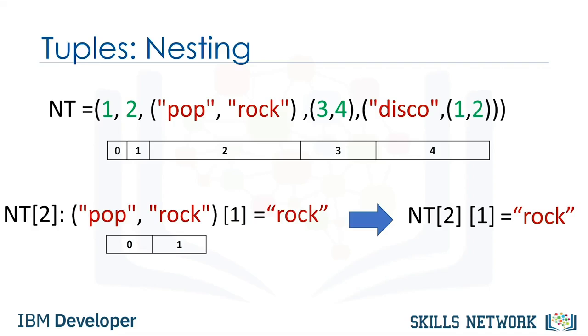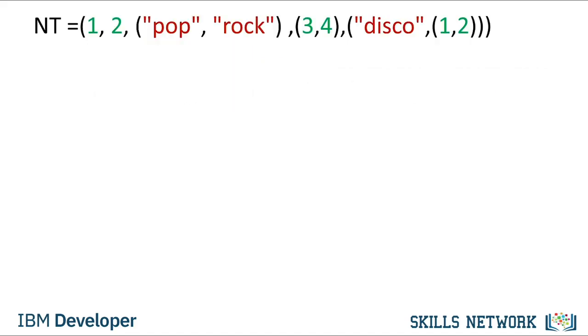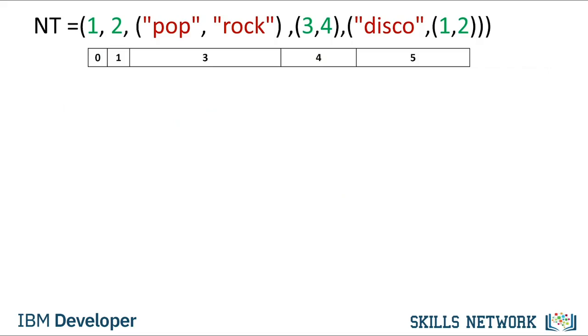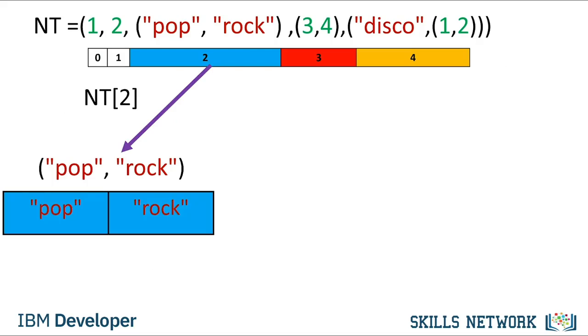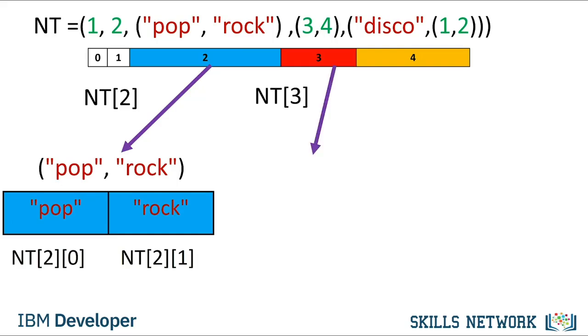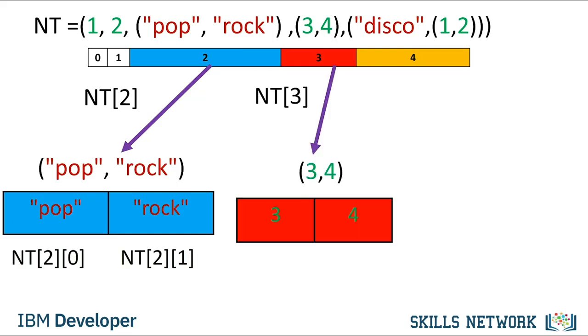It is helpful to visualize this as a tree. We can visualize this nesting as a tree. The tuple has the following indexes. If we consider indexes with other tuples, we see the tuple at index 2 contains a tuple with 2 elements. We can access those 2 indexes. The same convention applies to index 3.